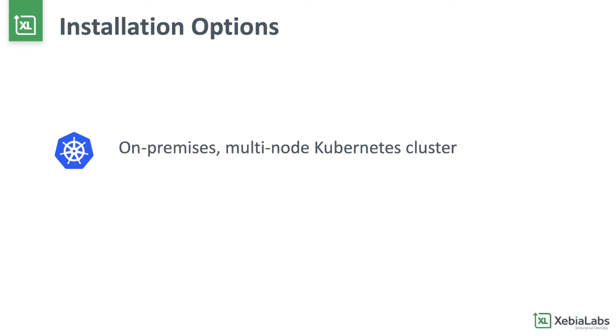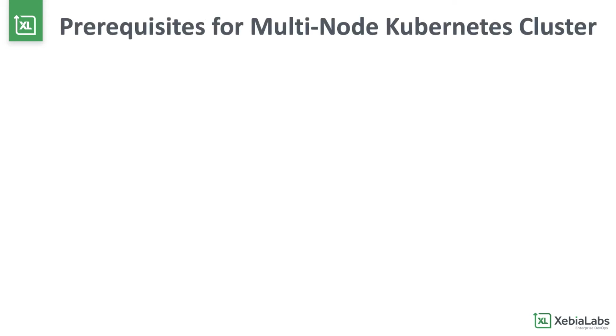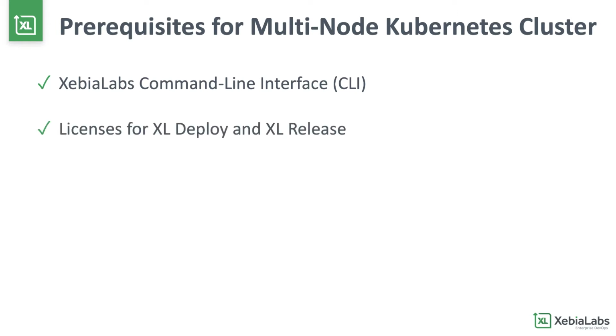We'll use the Advanced Setup option, which allows you to customize many properties of the installation. Before getting started, you need to prepare a few things. You'll need to download the XebiaLabs command line interface from the XebiaLabs software distribution site. You'll also need licenses for XL Deploy and XL Release. If you don't already have licenses, you can sign up for a free trial at XebiaLabs.com. Be sure to note the full path to the location where you've saved the license files. You'll need that information later.